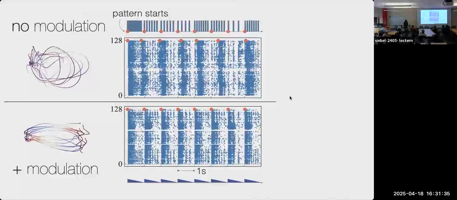If we actually look at the raster plot, the spiking activities, without the modulation, the difference is pretty clearly visible. You can see the background burst happens on the top without the modulation, regardless of when the pattern starts. But with the modulation, you can see that we can almost always align when the pattern is going to start with respect to this burst cycle.